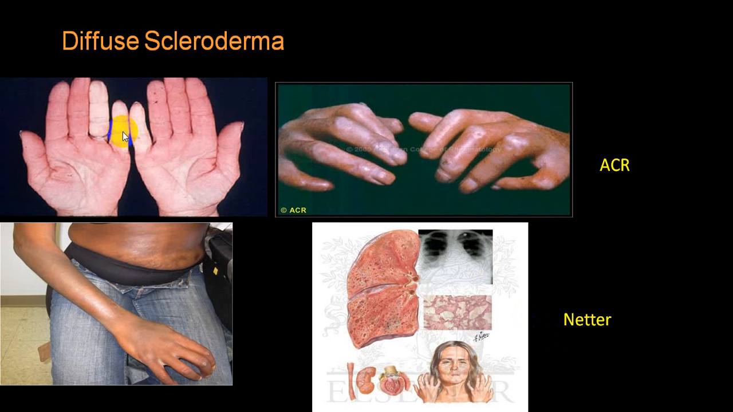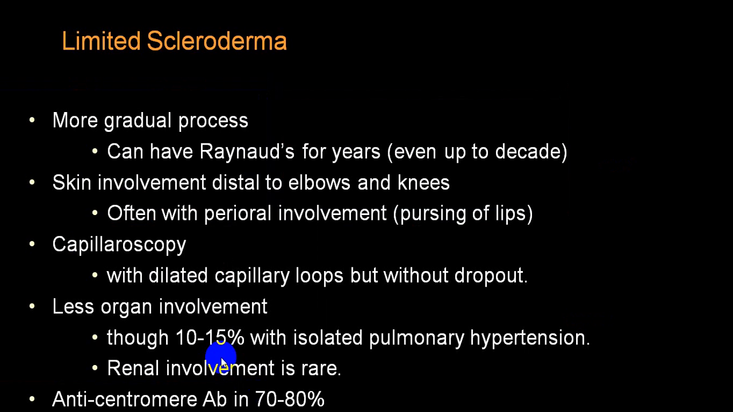So this is Raynaud's phenomena, acroderma or sclerodactyly. This is lower lobe fibrosis, kidney involvement, heart involvement, Raynaud's phenomena, typical skin involvement. You can see the typical skin involvement, very, very classical.